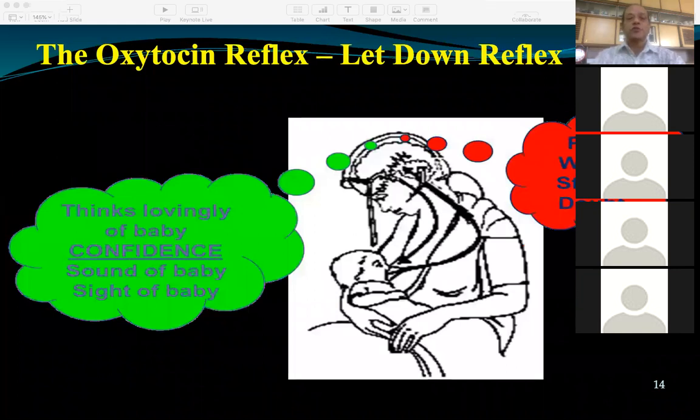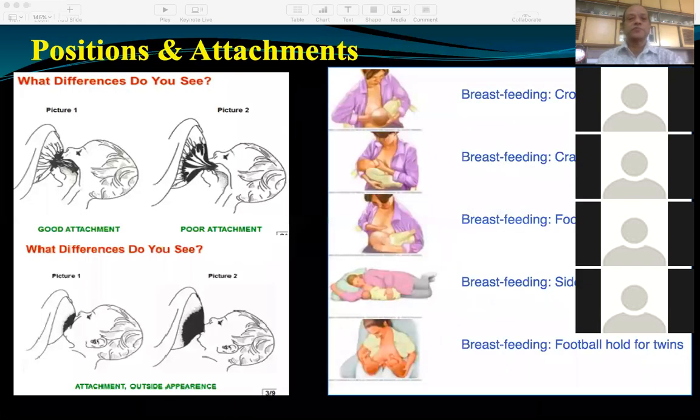Similarly, the oxytocin reflex, which is also known as the let-down reflex, is there, and this is for the ejection of the milk from the breast. A positive thinking mother thinks lovingly of the baby. If the mother is confident, the sound of the baby and the sight of the baby are important. There are hindering factors also, which again include stress and strain, the position, and other things.